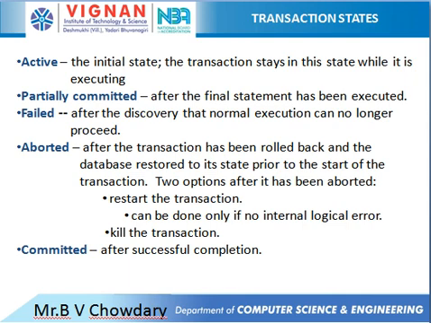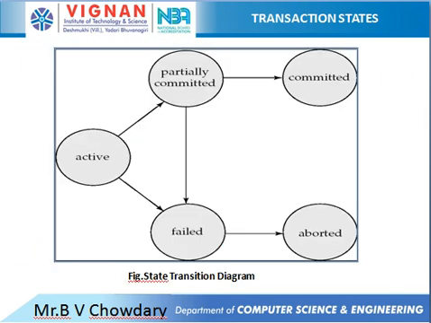Initially when the transaction starts its execution, it will move to the active state, and from the active state it will move to the partially committed state when it completes the last instruction. From the partially committed state it moves to the committed state when it executes the commit statement. You can see this in the diagram.